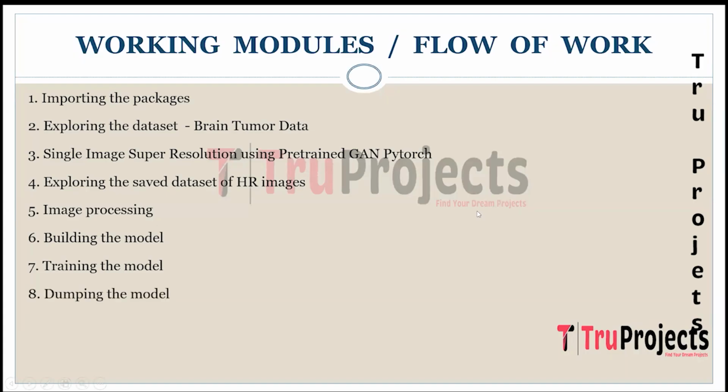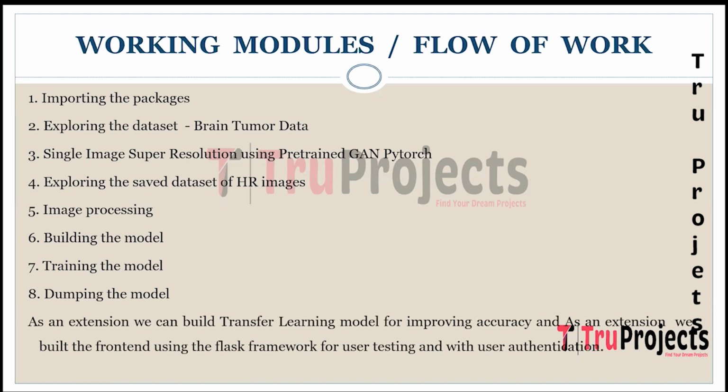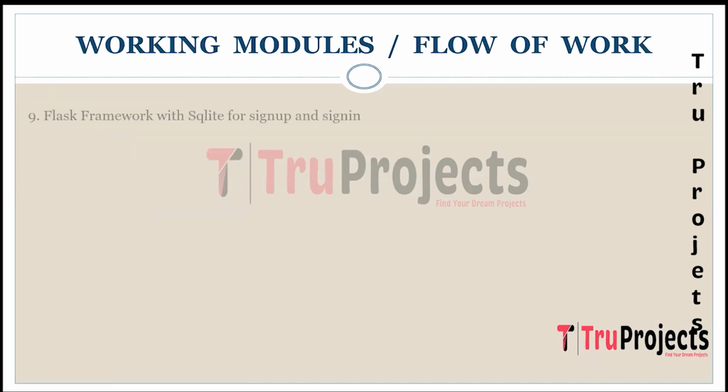Coming to dumping the model, once the models are trained and achieved satisfactory accuracy, they are saved or dumped for later use. This ensures that the trained models can be reused without retraining. As an extension, we build a transfer learning model for improving accuracy, and also as an extension, we build the front end using the Flask framework for user testing with the user authentication.